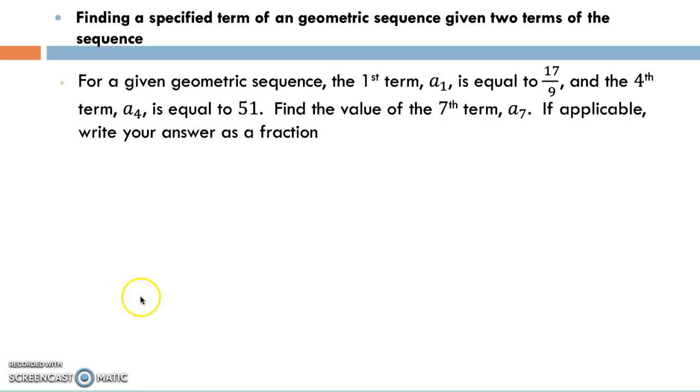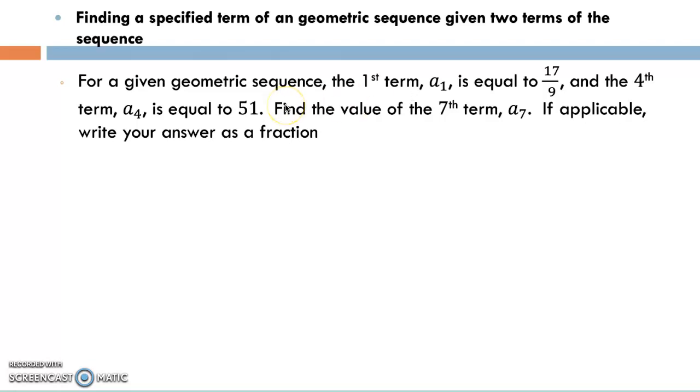Hey everybody, in this video we're going to talk about finding a specified term of a geometric sequence given two terms of the sequence. In this first example, we're going to be given the first term and then another term, but sometimes we aren't given the first term, and in that case we're going to need a new formula.